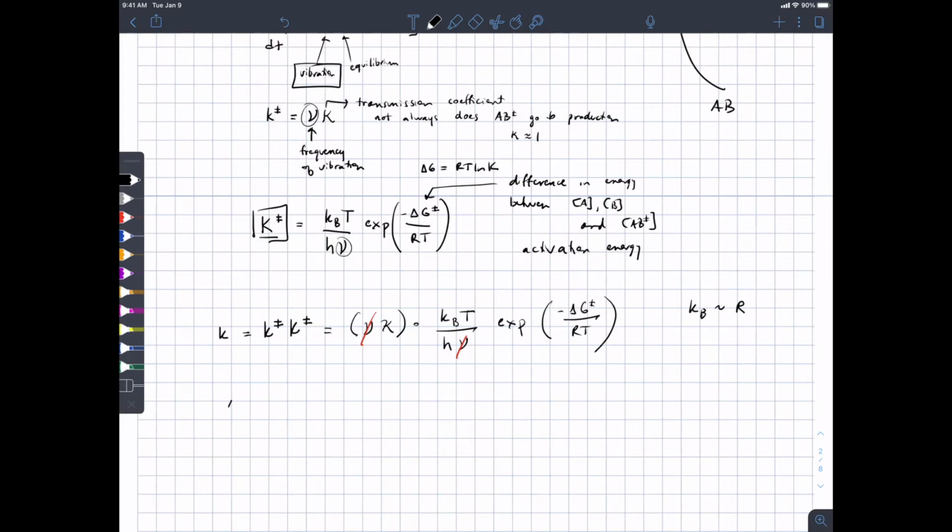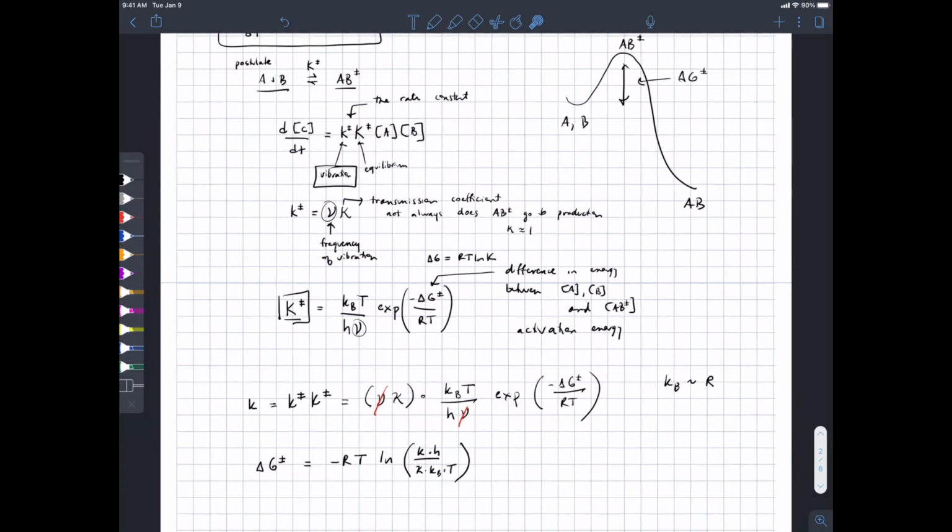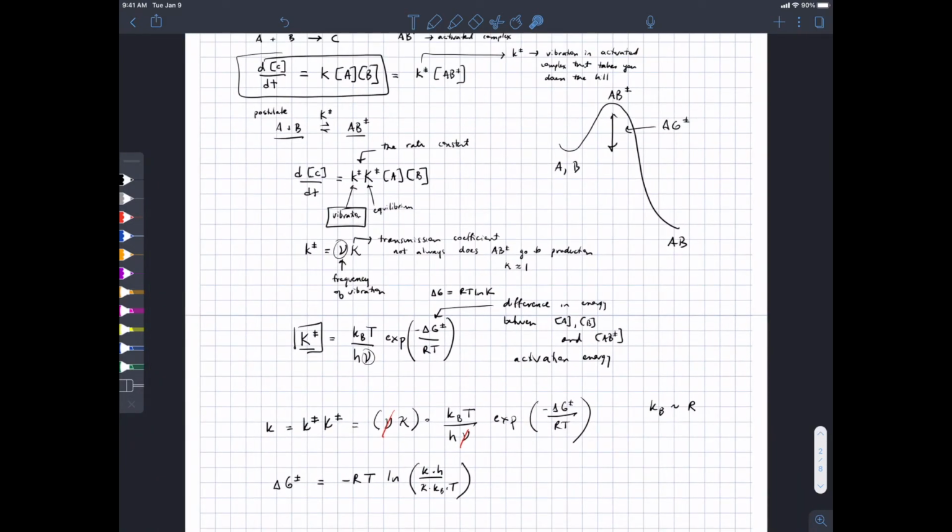So we can rearrange and say the activation energy equals minus RT times the natural log of your rate constant k times Planck's constant divided by kappa times Boltzmann's constant times temperature. What we're saying here is if you measure the rate constant, you can derive the activation energy. If you know the activation energy, you can get the rate constant. So this is why we do kinetics experiments: we want to know the mechanism of the reaction. To know the mechanism, you've got to know the transition state structure and its energy, and then you can understand the rate of the reaction and how it happens.